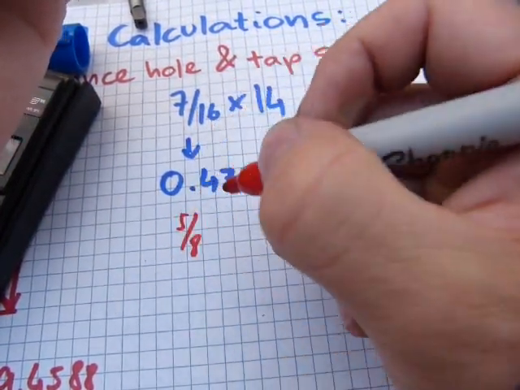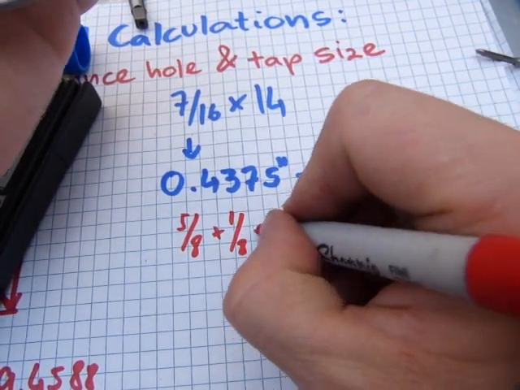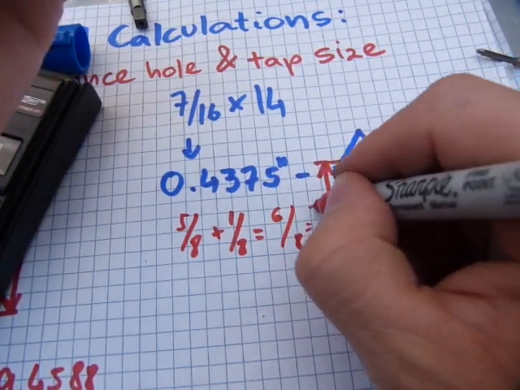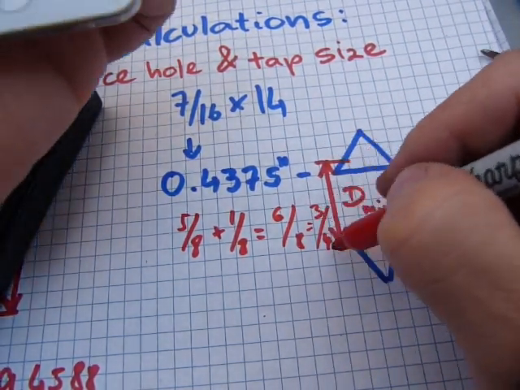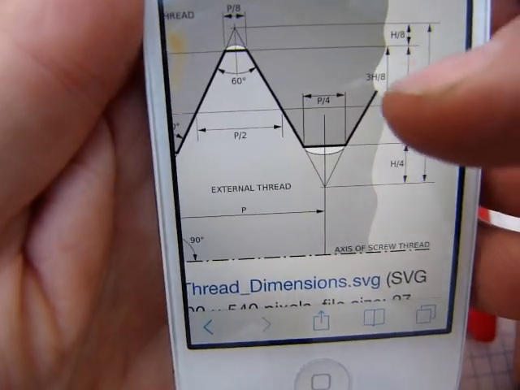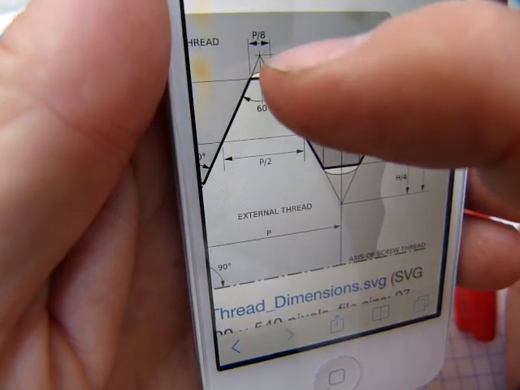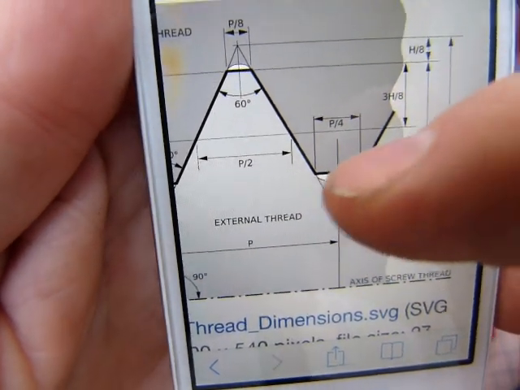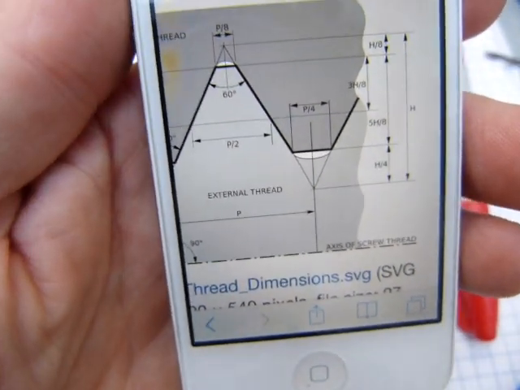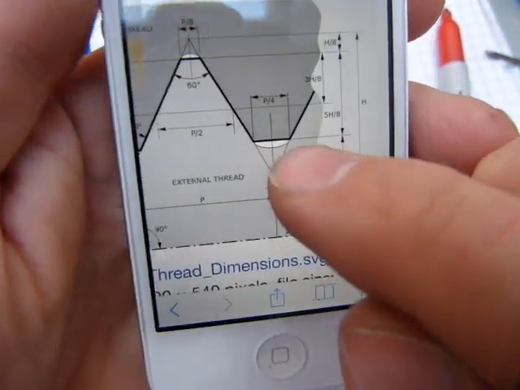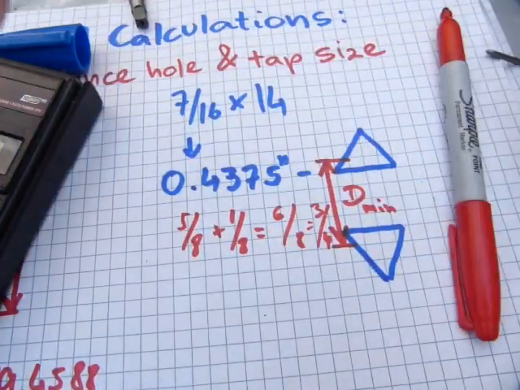So we have 5/8 for thread depth plus 1/8 for crest truncation there. That's 6/8, the same as 3/4. So 3/4 of the thread's height, if I start grinding it from the untruncated height, I grind it down to that point. 3/4 of the thread's height needs to be ground down to arrive at that point that I need for my minor diameter there.